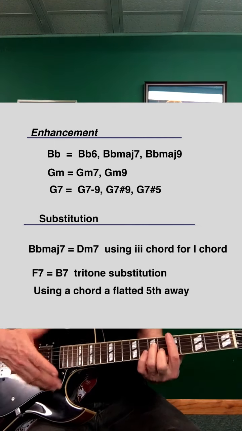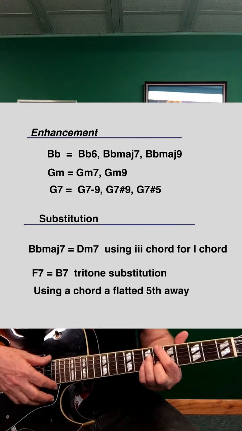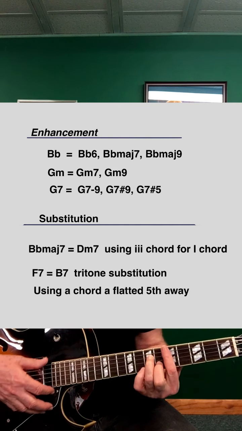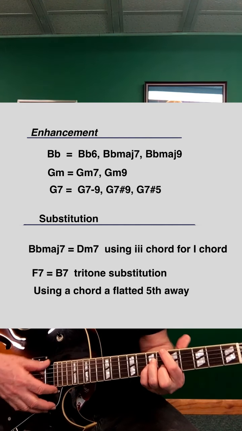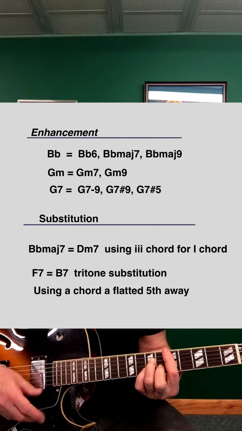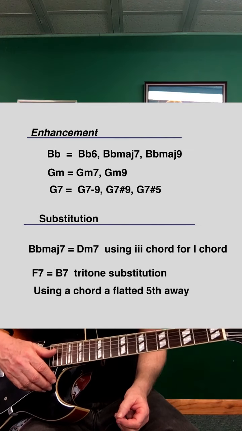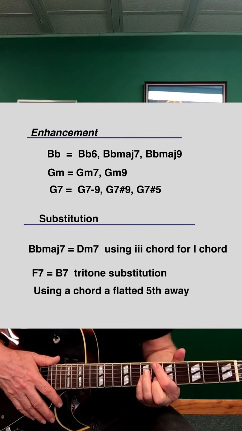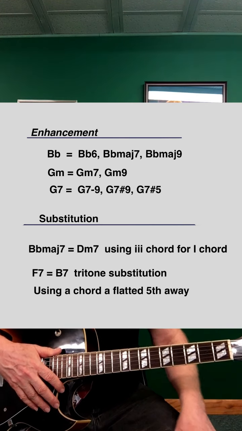Again, the reason for that is they have common tones. You can play a B flat major 7 and then play a D minor 7, and you'll notice how similar they are. So those are two common substitutions, the tritone substitution and substituting the 3 chord for the 1 chord. Then, of course, we can do all these enhancements. Now that leads me to the next subject.